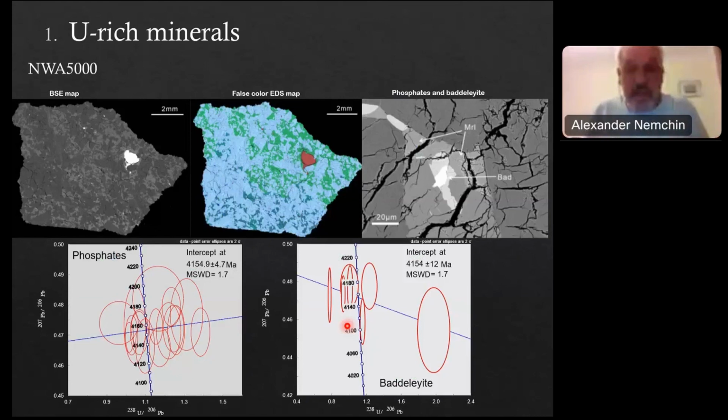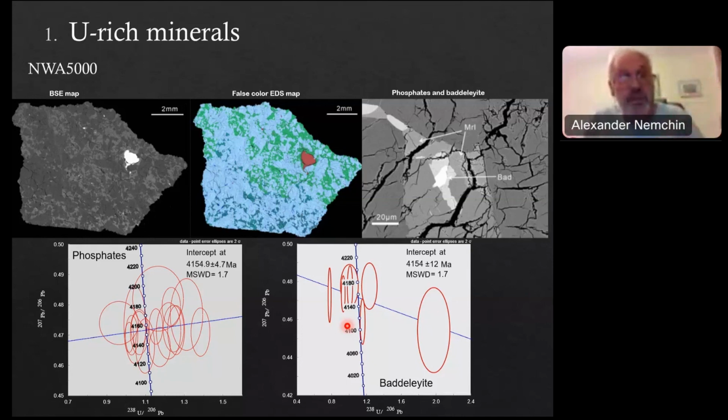Okay, so another example, and again, what we're trying to do is to use multiple minerals. If zircon and phosphates are present, it's great. If baddeleyite and phosphates are present, again, it's very good because they've got these different resetting temperatures. And then we can see if some complexity exists in the sample.